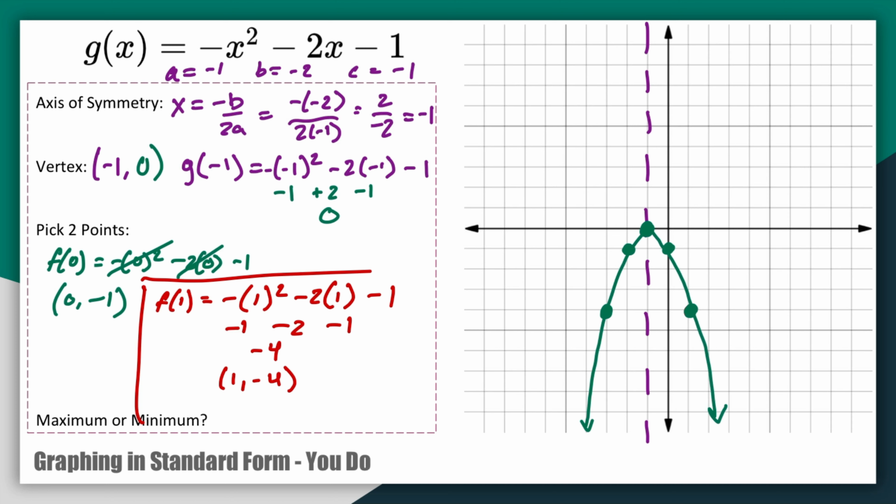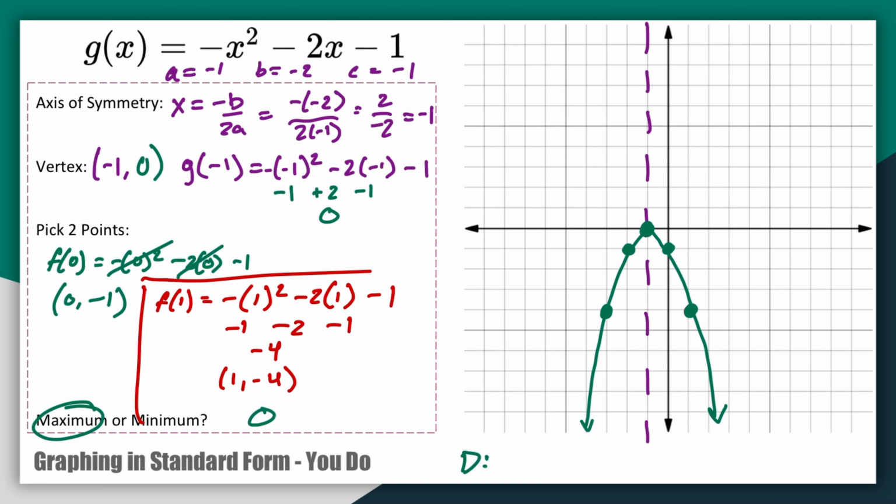Okay. Now all this is looking good, right? It's going down. It doesn't look stretched or compressed. It kind of looks like that parent function, but just going down and moved. All this is pretty spot on, all right? Now, do we have a maximum or minimum? We have a maximum point, and that is 0.